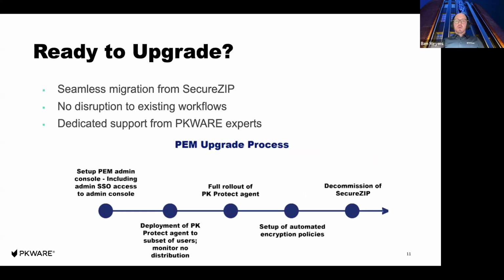All right, and then last slide, and then I'll open it up for Q&A. So what does it really look like to upgrade? Okay. You can kind of read through some of the upgrade process and whatnot, but the key I want you to really take away here is it's seamless. All right. PK Protect is built on top of SecureZIP, so all the same functionality exists. We strive for no disruptions to existing workflows, i.e., as soon as you deploy the PK Protect agent over SecureZIP, everything that used to work will continue to work.